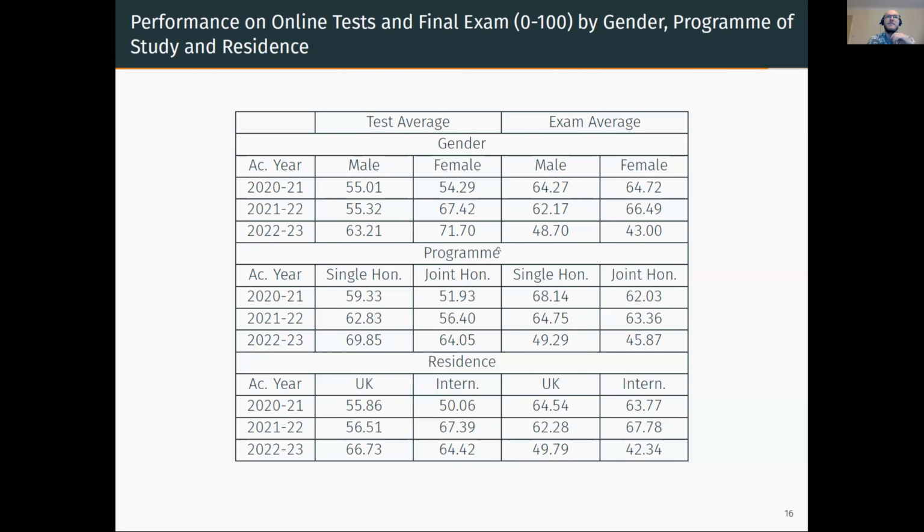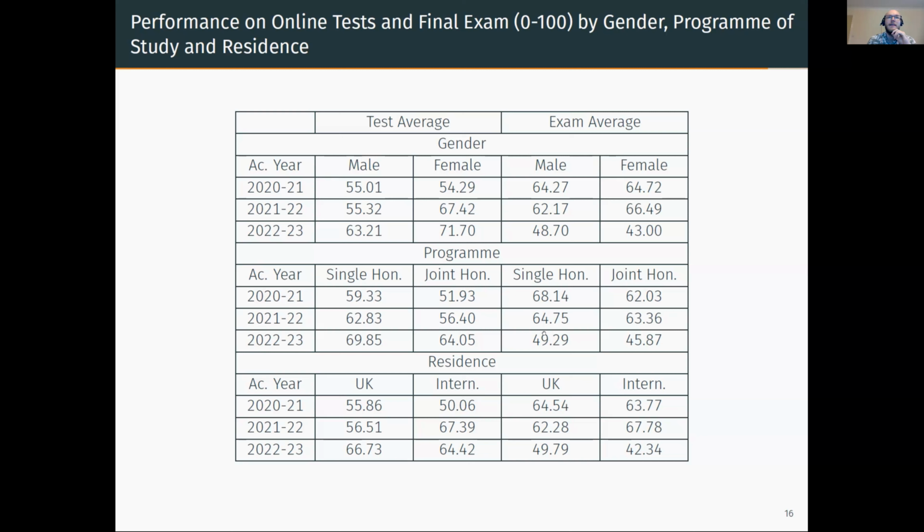For the test averages, when we look at the performance of males versus females, for the first 2 years when it was online, there's not a massive difference, but there is a noticeable difference in the final year, which was in person, and that's not surprising given the literature. Stefania Paradis Fuentes has shown that females perform worse on timed assessments.